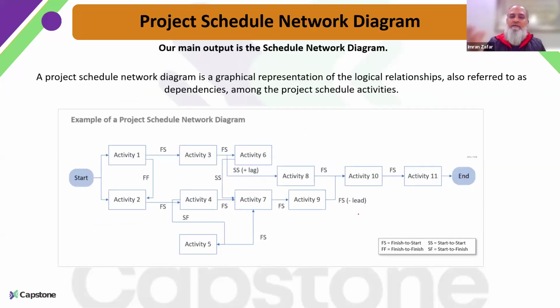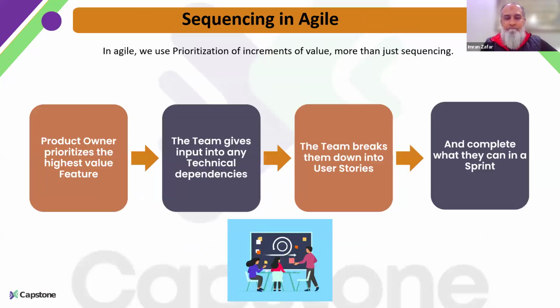And once we have the leads and lags established, we know how the activities are dependent on each other, or maybe what kind of task related dependencies are between tasks. So this will give us our schedule network diagram. Here is an example of a schedule network diagram, showing how it is starting and how it will finally reach the conclusion.